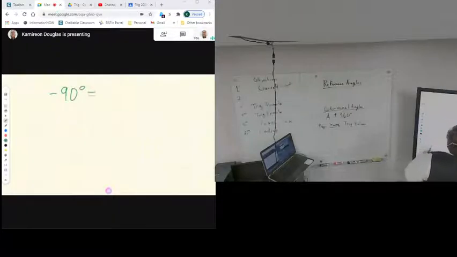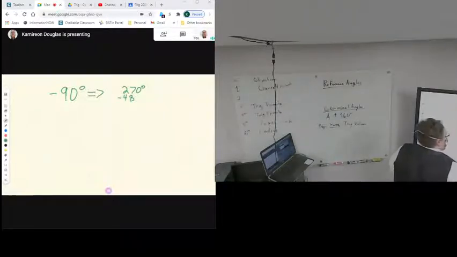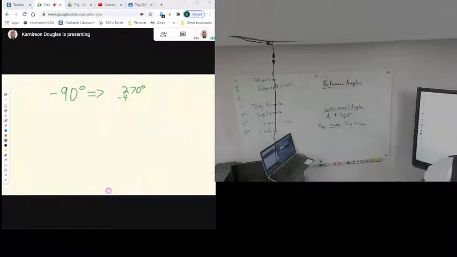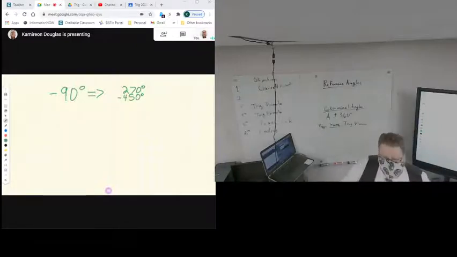To find the coterminals, we would add or subtract 360. I'll start by adding 360. If I add 360, I would get positive 270 degrees. If I subtract, negative 450 degrees. Now, here's the thing. The trig values for all of these will match.